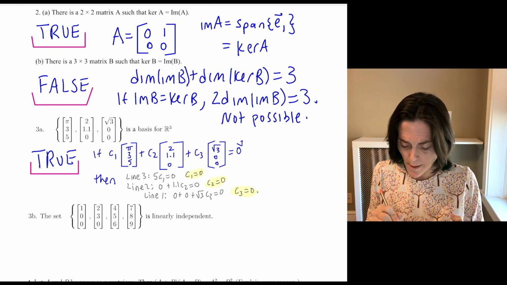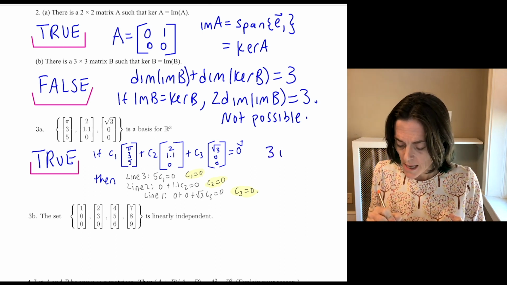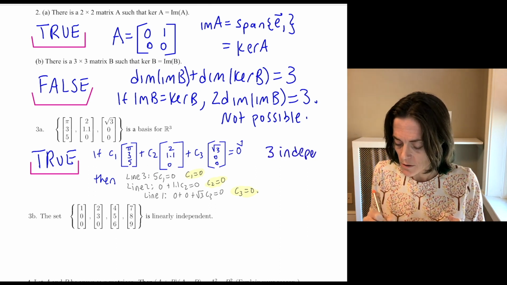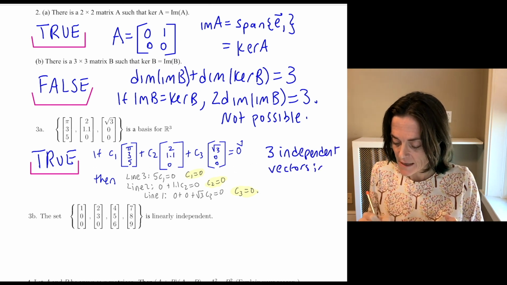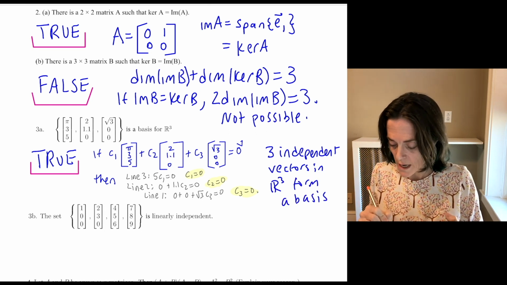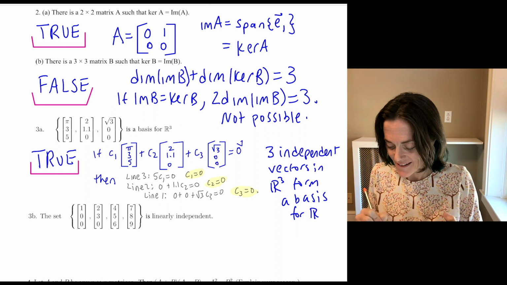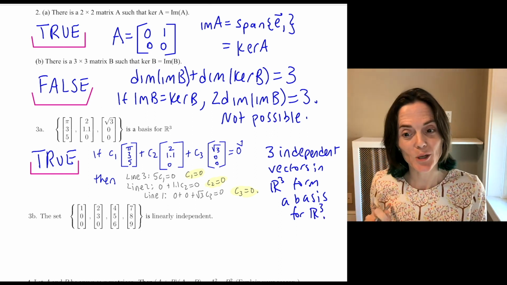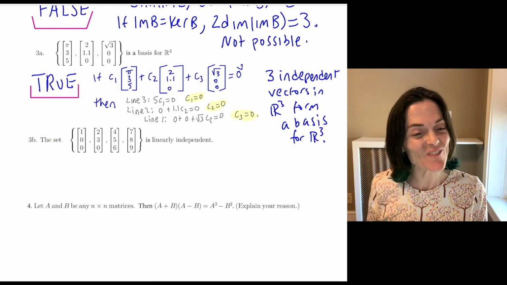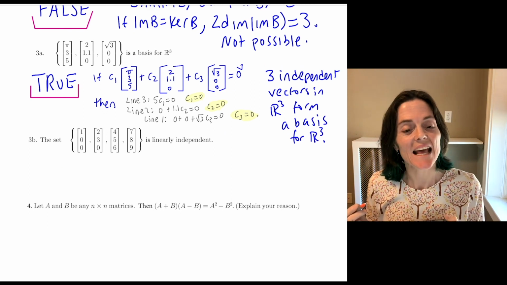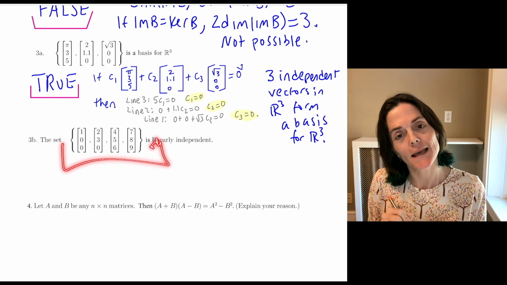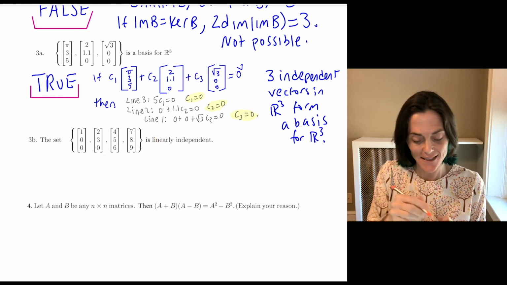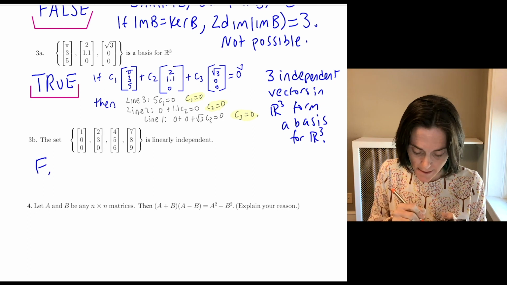And then I can just remark that 3 independent vectors in R3 form a basis for R3. Okay, wonderful. This one took a little bit more space than I had room for. Next question. The set, well, here's 4 vectors in R3, is linearly independent. Definitely not. So this is a false statement.